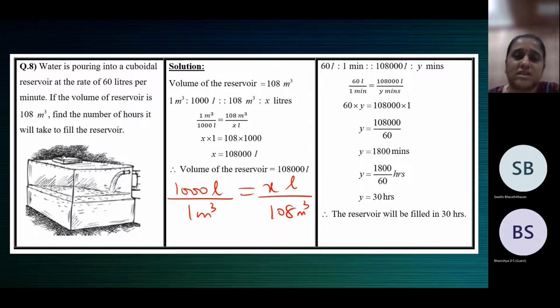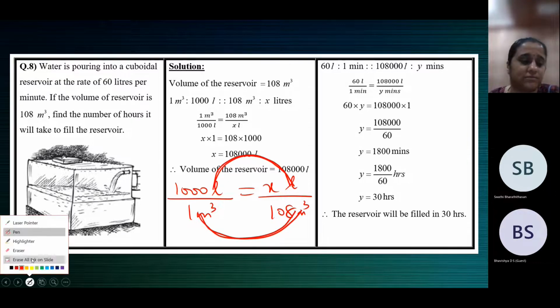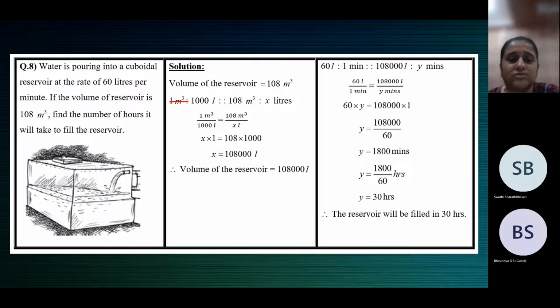We discussed this in the last class, children. Can you recall this? Is this clear? Yes, ma'am. You should have liters in the numerator and meter cubed in the denominator, or meter cubed in the numerator and liter in the denominator. Okay, so maybe you can skip this one.